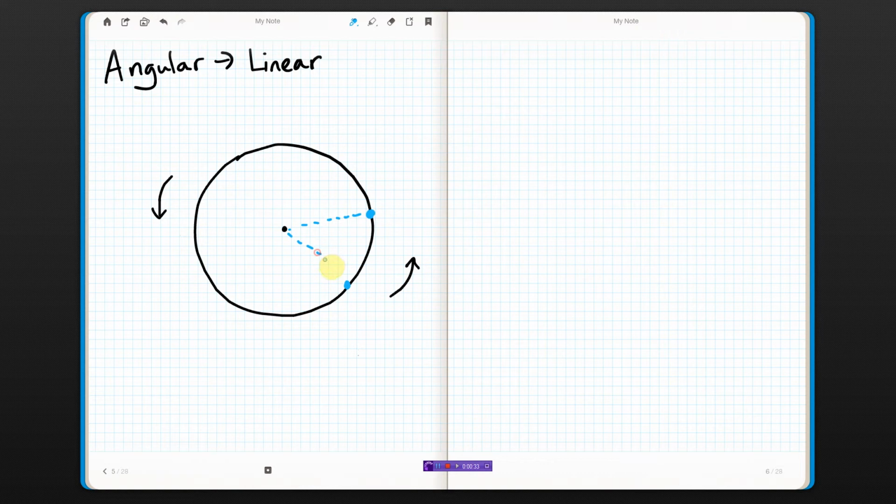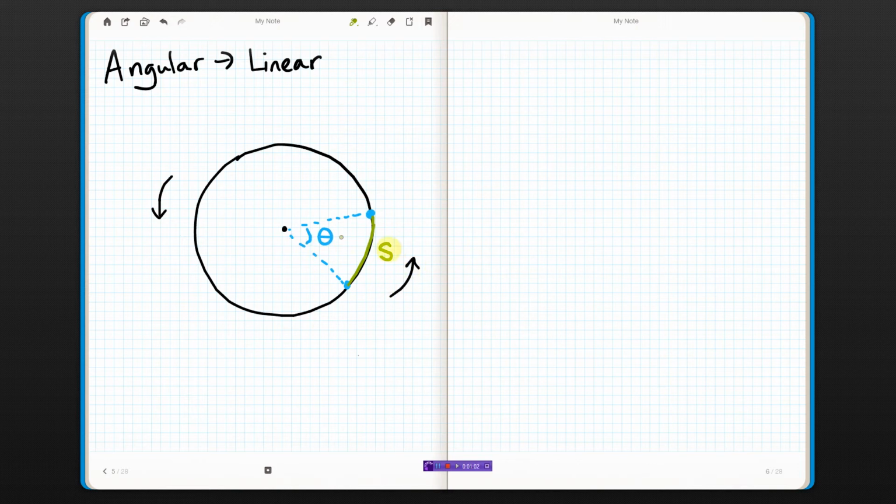I just traversed this angle, theta, but I also just traversed this linear distance along the arc, which we call the arc length, which is usually described as s. You're probably wondering why we never use s for anything. Like, why didn't we use s for speed? Well, because s stands for arc length.